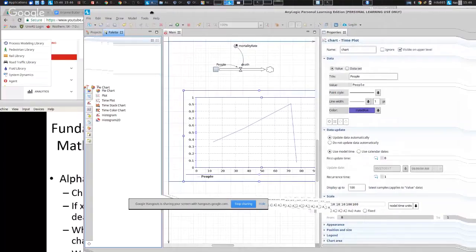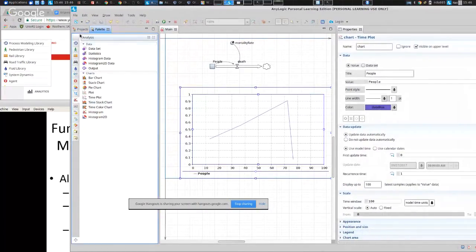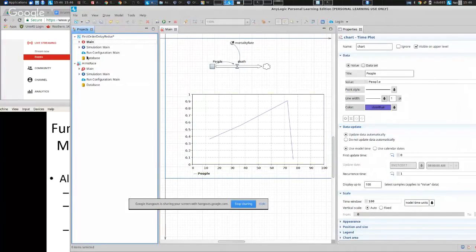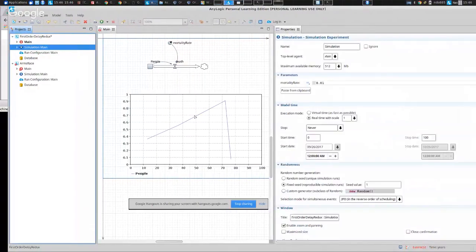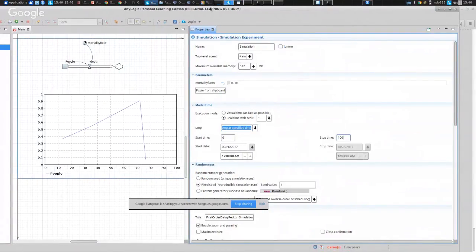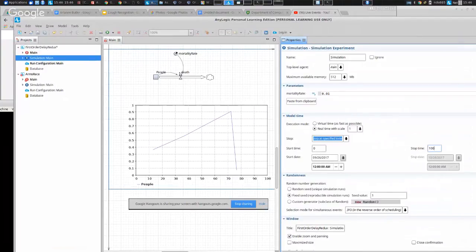Okay, so ladies and gentlemen, the final thing we're going to do before we run this is go back to the projects menu, and go to the simulation area, and set this so that it runs only for 100 years. So I'm going to say stop at specified time for the simulation, and the time at which it stops is 100 years. I'm going to save it. Build early, build often, and now let's run it.